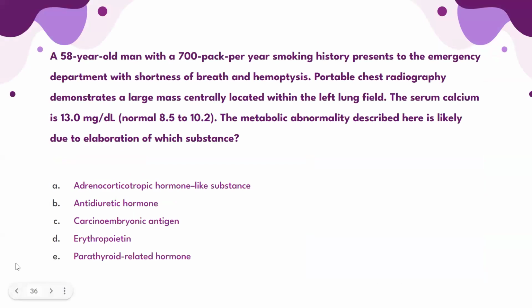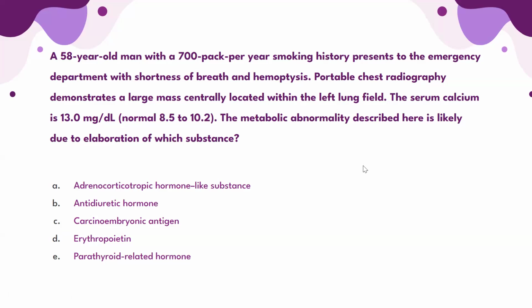Okay, next question. A 38-year-old man with a 700 pack per year smoking history presents to the emergency department with shortness of breath and hemoptysis. Portable chest radiography demonstrates a large mass centrally located within the left lung field. The serum calcium level is 13, and the normal range is anywhere from 8.5 to 10.2. The metabolic abnormality described here is most likely due to elaboration of which substance?